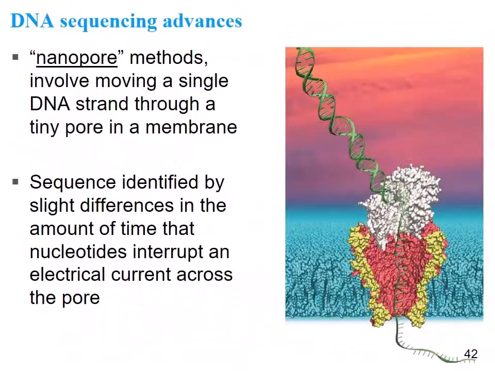So there are even more DNA sequencing techniques that are advancing. Nanopore methods involve moving a single DNA strand through a tiny pore in a membrane, and the sequence is identified by slight differences in the amount of time the nucleotides interrupt an electrical current across the pore. So I am sure we'll continue to advance DNA sequencing techniques. But the whole point of DNA sequencing is that you get the nucleotide sequence.